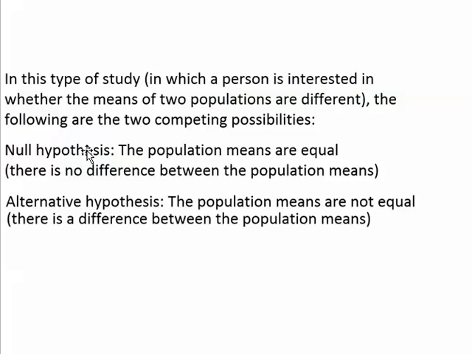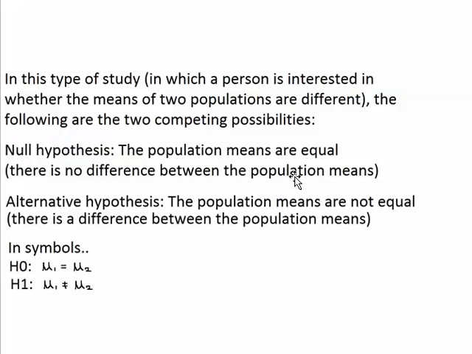Remember that the null hypothesis is the absence of something, and the alternative hypothesis is the presence of something. So in a study in which I'm interested in whether the two population means are equal, the null hypothesis is the possibility of no difference between the means of the two populations. The alternative hypothesis is the possibility of a difference between the means of the two populations. Just remember, absence, the possibility of the absence of something, and the possibility of the presence of something.